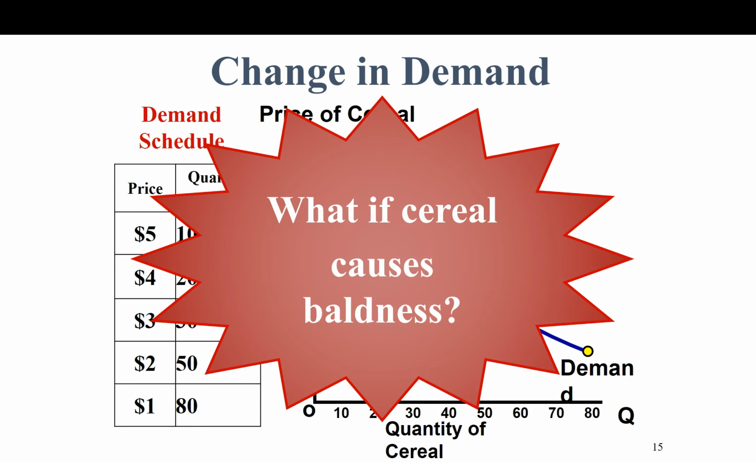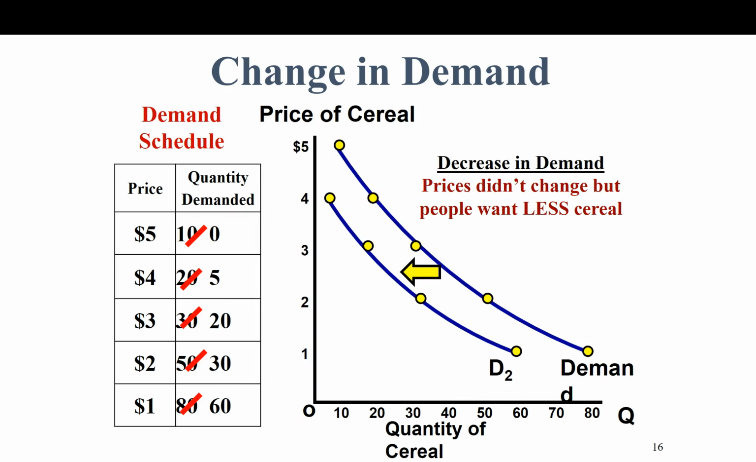What if cereal, instead of making you smarter, caused baldness? We can see that we're also going to have a change in demand. This is, again, a change in underlying market conditions. And so if cereal causes baldness, we can assume that people are going to want to buy less at every price that cereal is offered at. And so we'll just put that information in here. Note that the prices haven't changed. However, at every price along that curve, the quantity demanded is less.